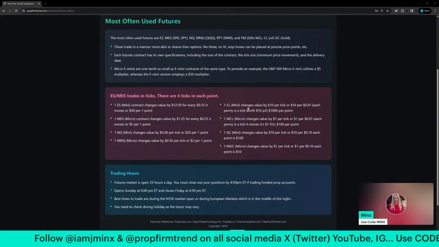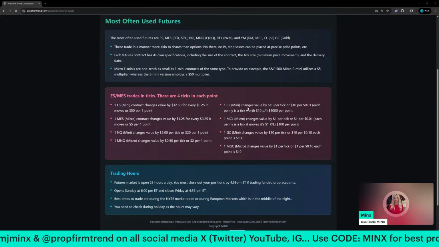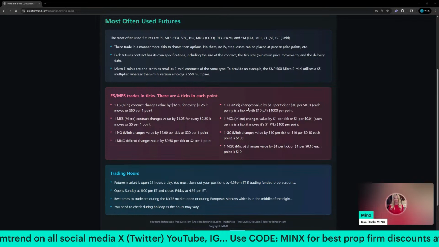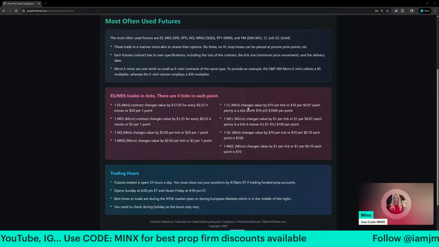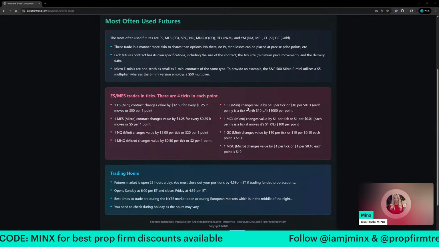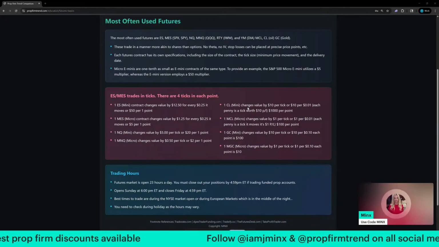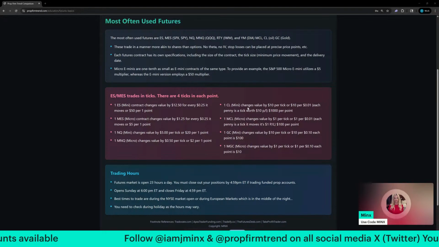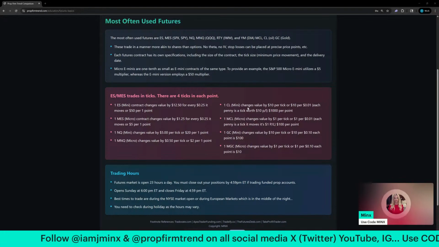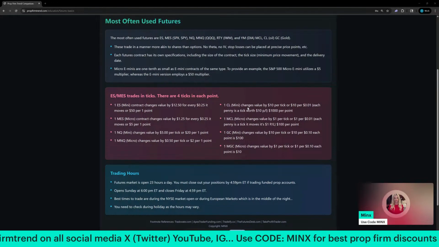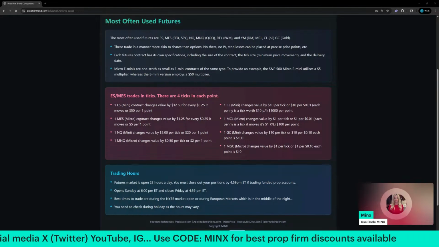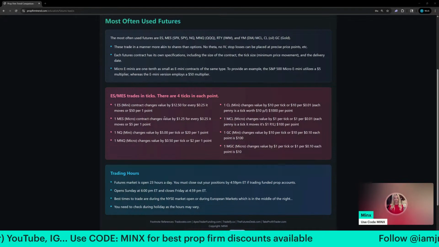Well, you're going to learn the hard way. So size down, and that's the biggest way that people will lose their accounts: they're over leveraged, they're oversized. And I'll go over some of the stuff in the calculators about sizing. But that's an important thing to know, that the micros is what you should really start out with.